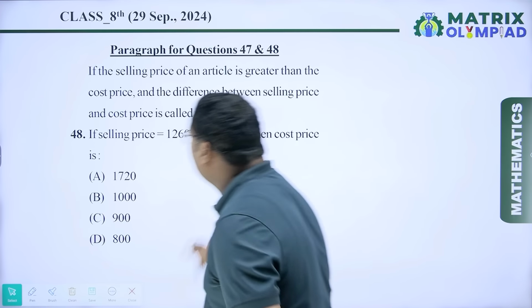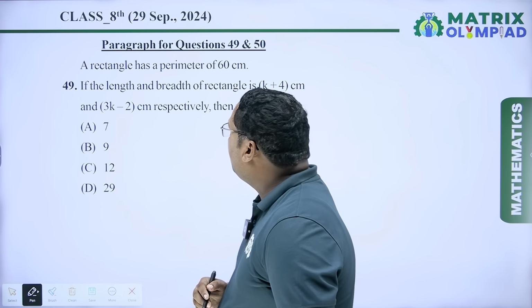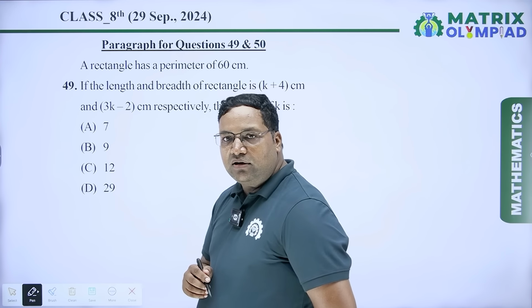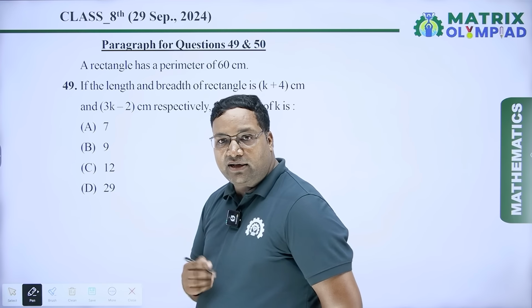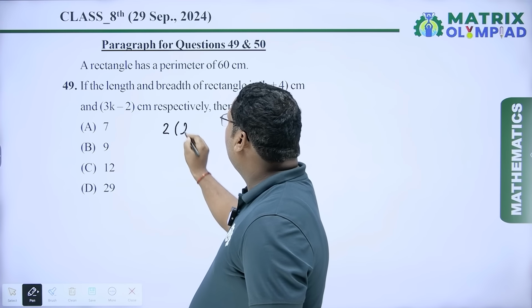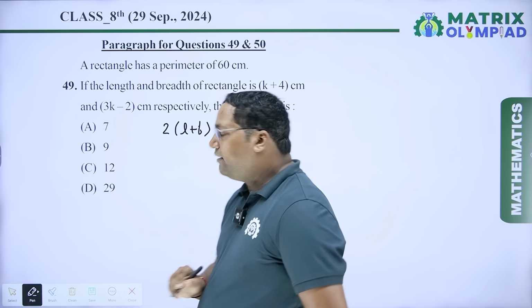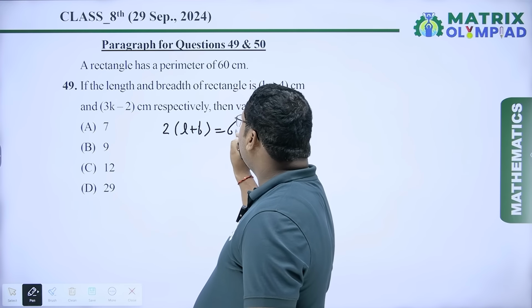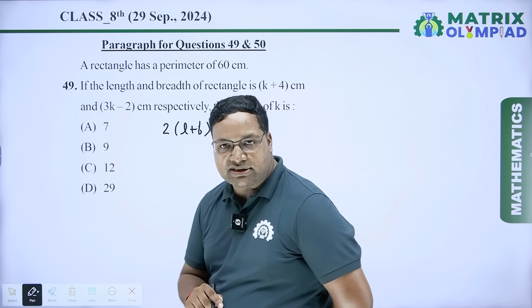Now coming to the next question, question number 49. In this paragraph it is given a rectangle has a perimeter of 60 centimeter. We know the perimeter of a rectangle is 2 into length plus breadth. It is the formula of perimeter of rectangle, and it is given 60 centimeter. So I have to write it is 2 into L plus B equal to 60 centimeter.